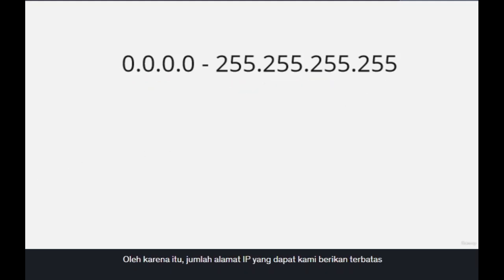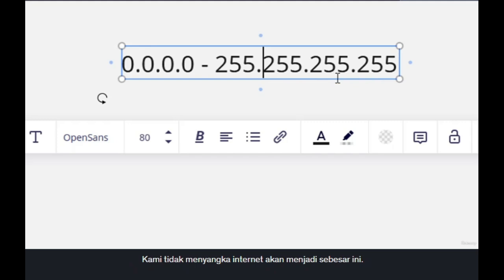And so with that being said, there's a limited number of IP addresses that we can possibly come up with. And so when the internet was young, they figured, hey, we have to control these addresses. But they weren't really careful about who they gave them out to. We weren't expecting the internet to get as big as it did.